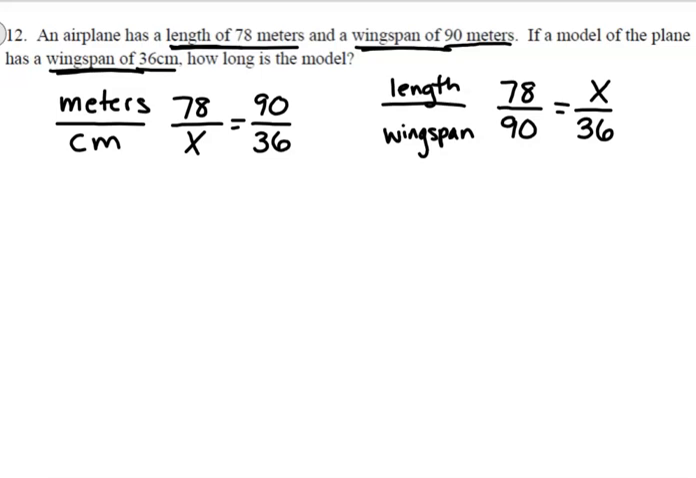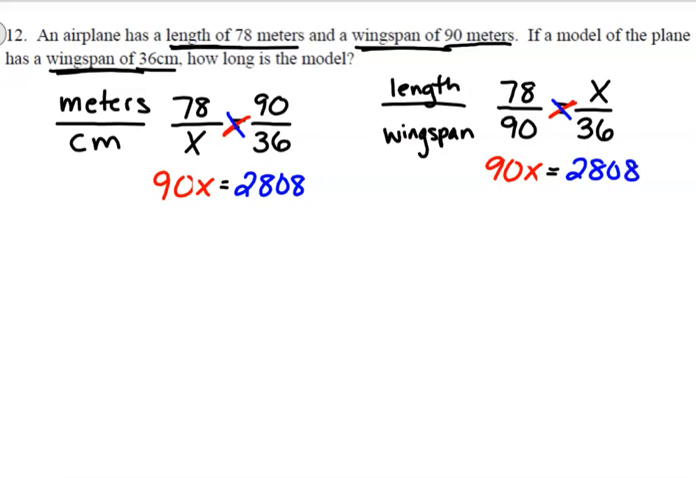Both of these proportions are correct because when I go to cross multiply, notice 90 times x. Over here, I also have 90 times x. The x might just be in a different spot, but the same thing is happening. So when I cross multiply in the other direction, we're going to have 78 times 36. So that's 2,808. Same thing over here.